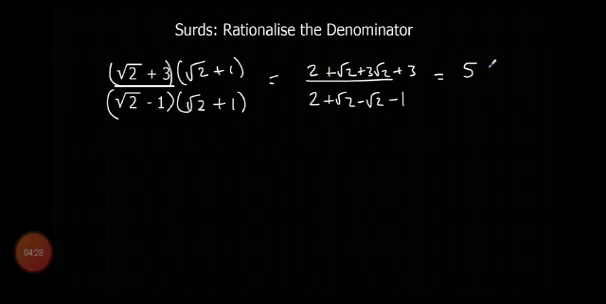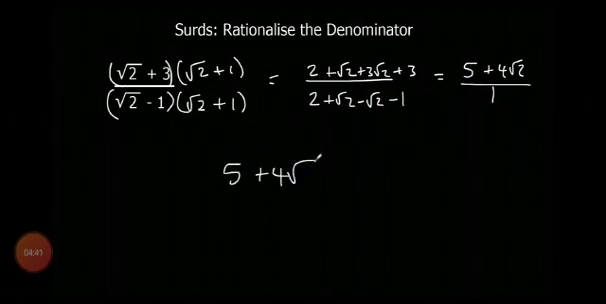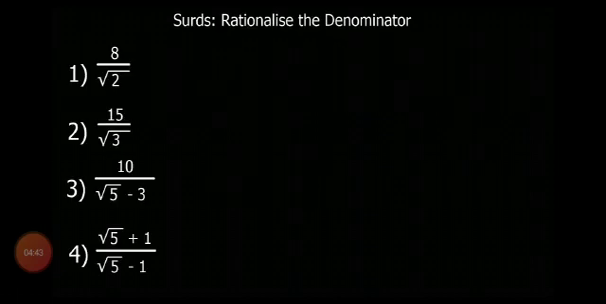After simplification 2 plus 3 will become 5, and under root 2 with coefficient 1 and under root 2 with coefficient 3, when we add, will become 4 into under root 2. 5 plus 4 into under root 2 is the standard form of this question. Now there are 4 more questions for rationalization. First one is simple. We will multiply by under root 2 and also take the division process.